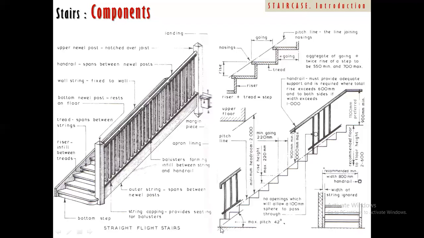Now here you can see the flight, which connects the two landings. One landing is here, another landing is here, and the series of steps which you provide in between is called a flight. And a run. So here it comes. A run is the entire portion of a flight as well as the two landings. So this particular portion we call a run.